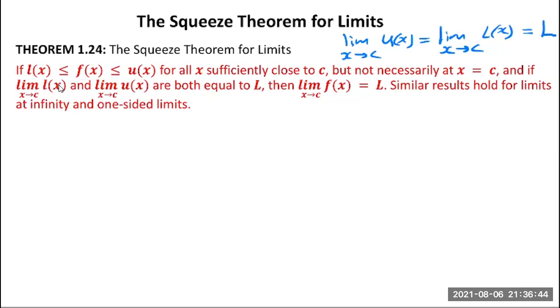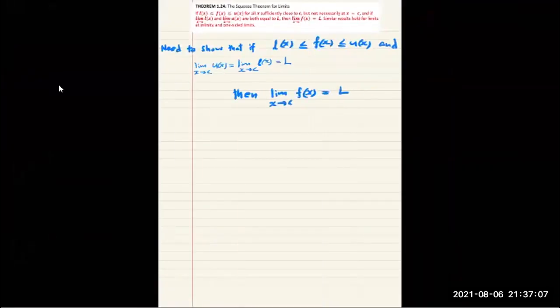So how do you prove it? What are we going to assume when we prove this one? We assume that my function f of x is stuck between L of x and u of x, and the limit of this function and this function are both equal to L. Then I have to show that the limit of the middle function is also L. Let's prove this real quick.